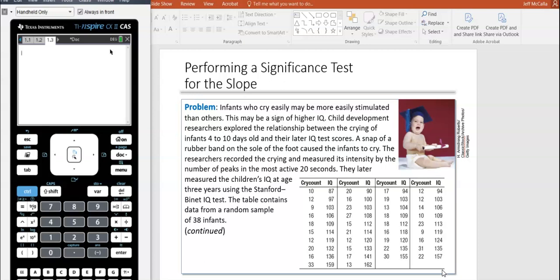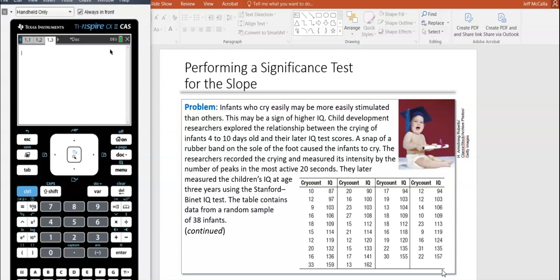I have a worksheet for this, but this is the situation. Infants who cry easily may be more easily stimulated than others, and that may be a sign of higher IQ. So maybe if you cry a lot as a baby, you might have a really high IQ. They actually studied this. Research explores this idea. They looked at crying in infants 4 to 10 days old and their later IQ scores.